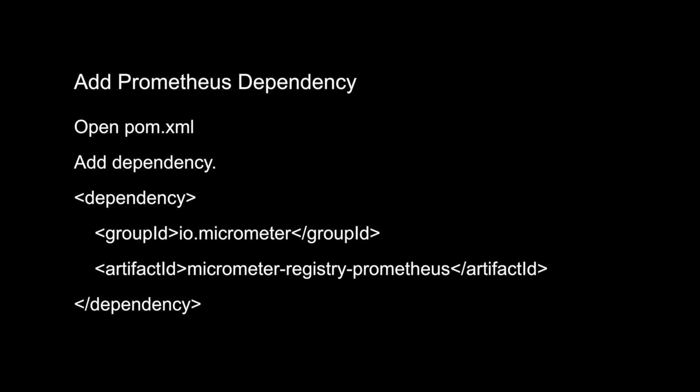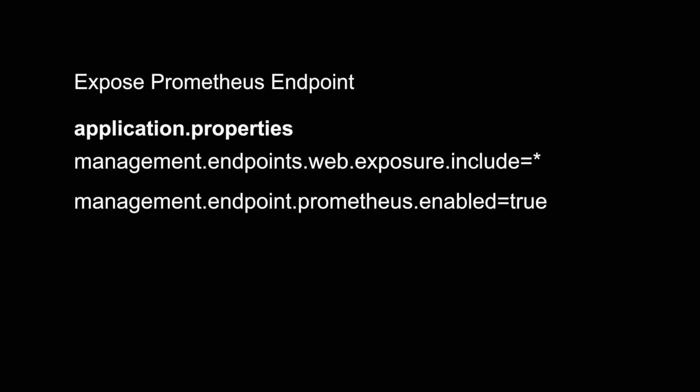Actuator already provides metrics, but Prometheus expects metrics in a specific format. And this dependency, micrometer-registry-prometheus, automatically converts Spring Boot metrics into a format Prometheus understands. We now enable the Prometheus endpoint by adding these two properties in the application.properties file: management.endpoints.web.exposure.include, and to enable it, management.endpoint.prometheus.enabled. This creates a dedicated endpoint that Prometheus can scrape to get the metrics.